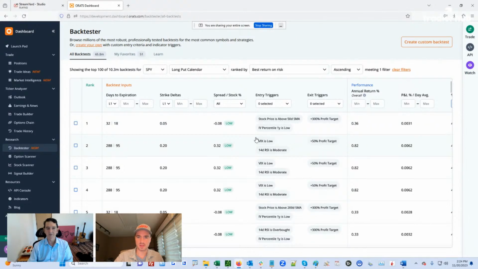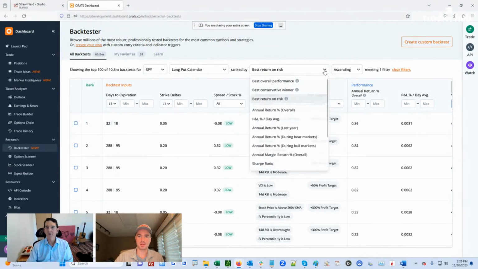I was going to look at the ranking real quick. So we rank by best return on risk by default, but we can change that to rank on other metrics, and we also combine the different metrics. We have 3, right, Matt? So if you could, yeah.